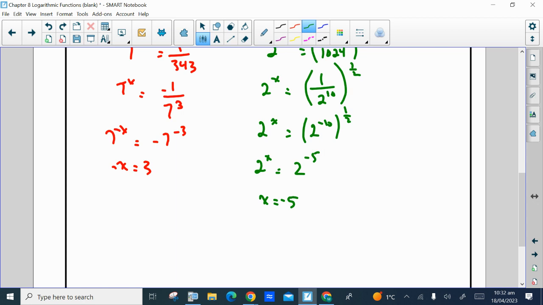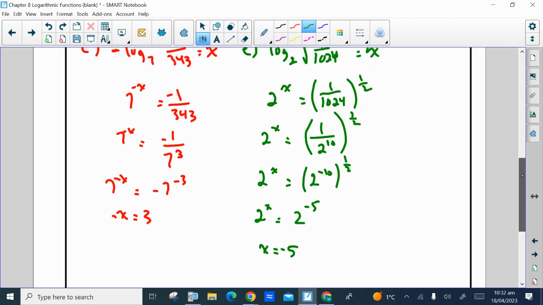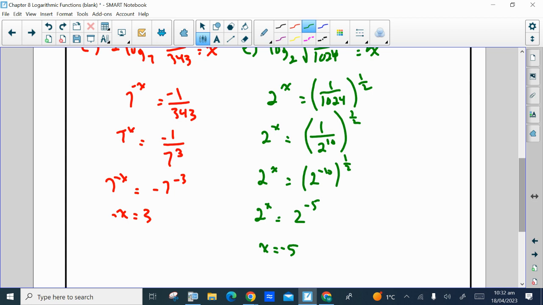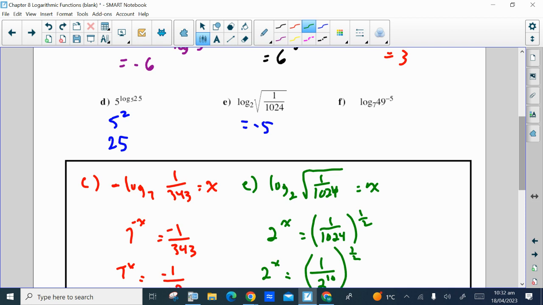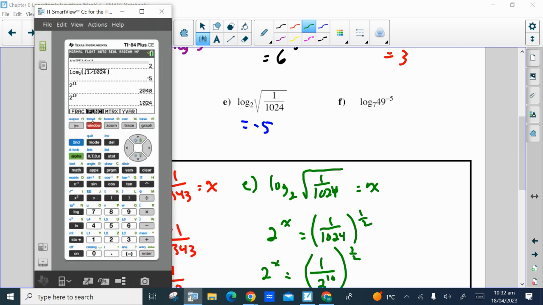which is how we first learned how to handle these logs, by converting from logarithmic to exponential, starting with the base and cycling through. But now we can use our calculators. Okay, log base 7 of 49 to the -5. We can put that in our calculator. So if you have the newer operating system, you can go in just like it's written, 49 to the power -5. You get an answer of -10.